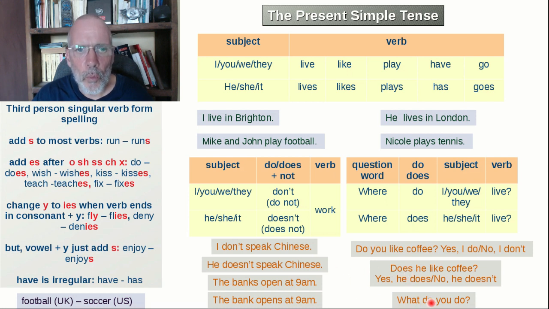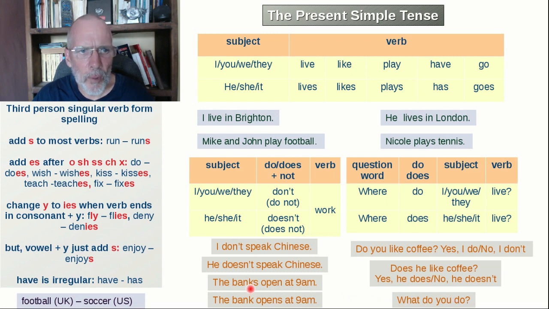Another question here, what do you do? In English, when we say what do you do, first of all, the do here is an auxiliary verb and the do here is a main verb. Secondly, this question actually is asking you about your job. If you ask me, Richard, what do you do? I can reply, I'm a teacher. It's asking you about your profession.